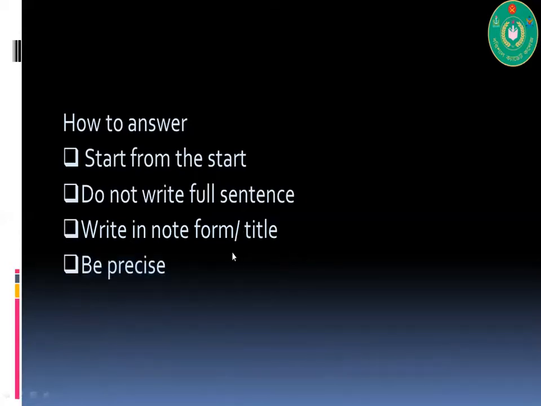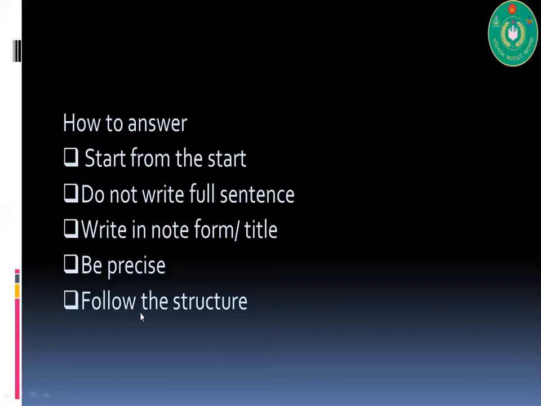Be precise. The charisma of a good writer is using few words. They can tell many things with them. That is what you have to do. Be exact, be precise.